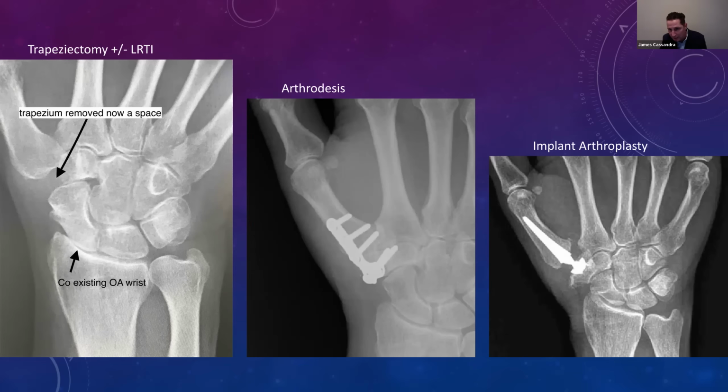And then implant arthroplasty, the picture on the right, you probably won't see that done in this country. In Europe, they do it some, but these are plagued with complications of dislocation, periprosthetic fractures, and there's a very high rate of complications. So doing something with low complications and good outcomes would be the preference, and that would be either the basal joint arthroplasty with ligament reconstruction or arthrodesis.